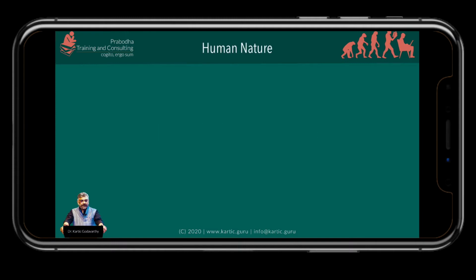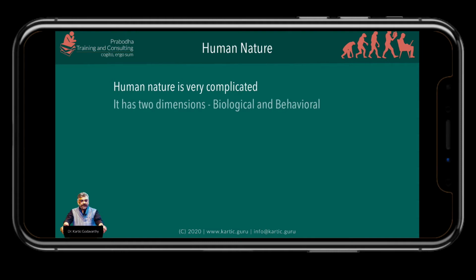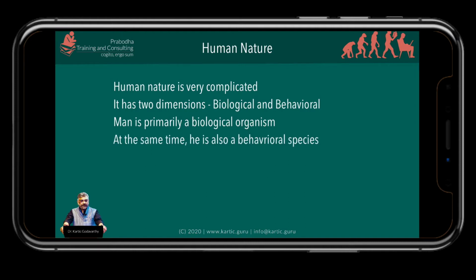Human nature is pretty complicated. For our academic convenience, let's classify human nature into biological and behavioral nature. The first is biological. At the very basic level, the human being is nothing but, after all, an organism. But he is not all biology, he is also a behavioral species. So first, let's look at the biological nature and then we'll go into the behavioral aspects.